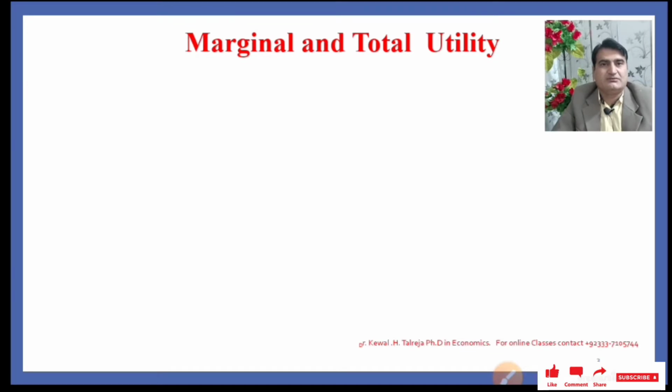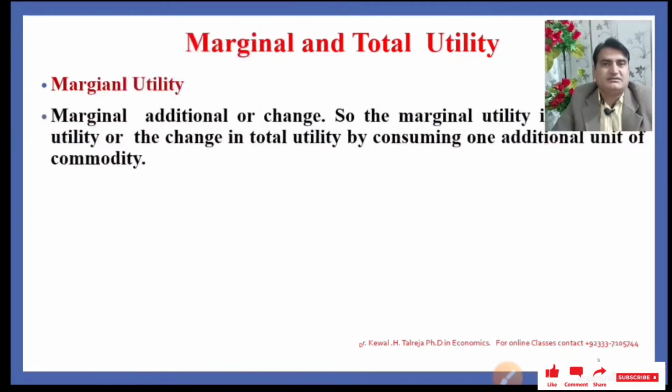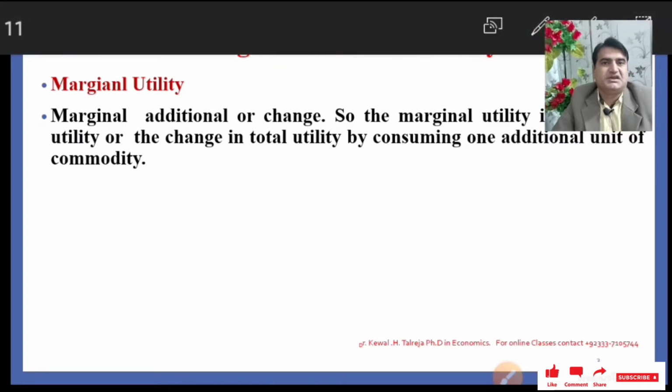So we are starting with marginal and total utility as per our contents. What is marginal utility? The marginal utility means the additional. Whenever the word marginal is used, remember that it means additional. So marginal means additional or change. The marginal utility is the change in total utility by consuming one additional unit of output.